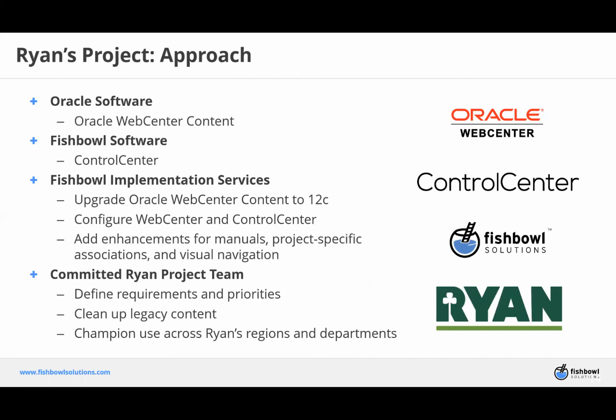And then the last services piece was that WebCenter Content and ControlCenter both have architectures that allow them to be extended and overridden using customizations. And so there were a couple of requirements that Ryan Companies had for their project that were outside of the capabilities of the products out of the box. So our services team did some enhancements to build some very cool specific functionality for Ryan. Two of those things are manuals and visual navigation, and we'll take a look at both of those during the show and tell portion of the webinar.